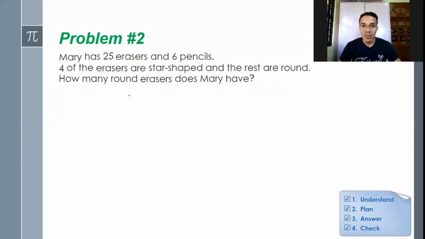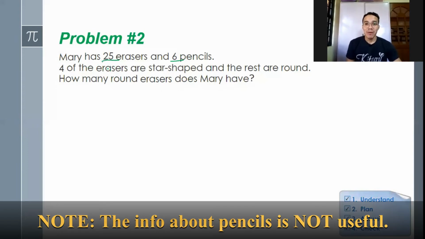There's only one person in the problem. This person is Mary. And Mary has some erasers and pencils. So here's my first question. How many erasers does Mary have? The answer is 25. How many pencils does Mary have? The answer is 6.